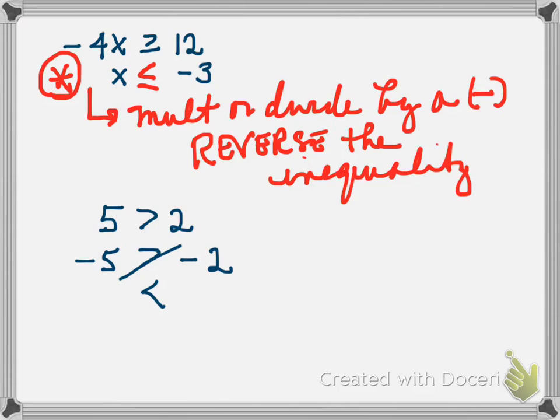Let's do one problem just for practice. Suppose I have 3 minus x over 9 is less than 4. The first thing you're going to do is subtract 3 from both sides. That leaves you with negative x over 9 is less than 1. 4 minus 3 is 1.